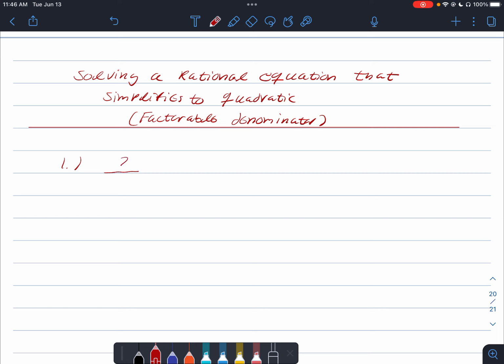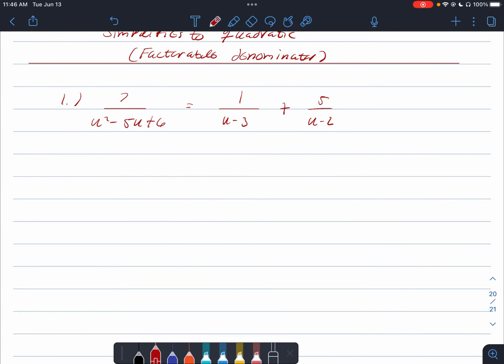Here we have 7 over u squared minus 5u plus 6 is equal to 1 over u minus 3 plus 5 over u minus 2. Okay, so the very first thing we should probably do in this situation is figure out what our excluded values would be. But before we can do that, it might be helpful at least to see if we can factor the denominator on the left-hand side of the equal sign.